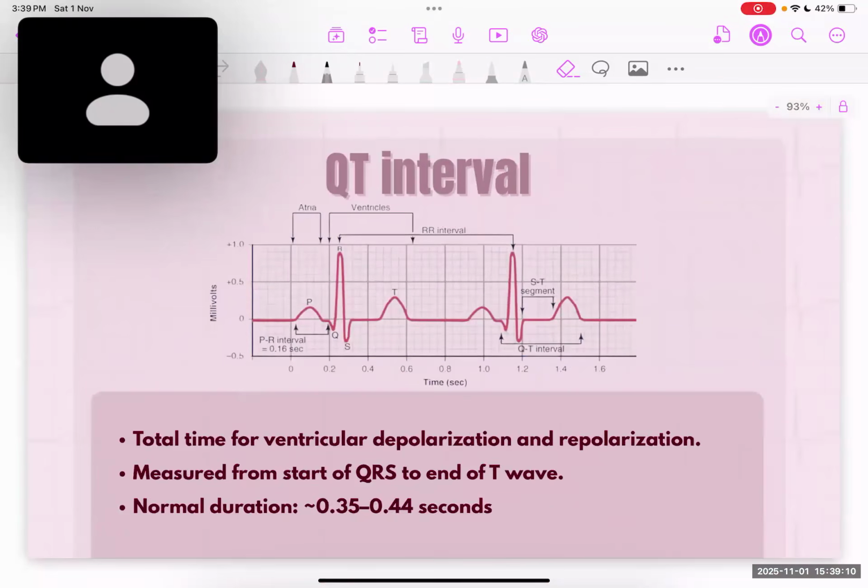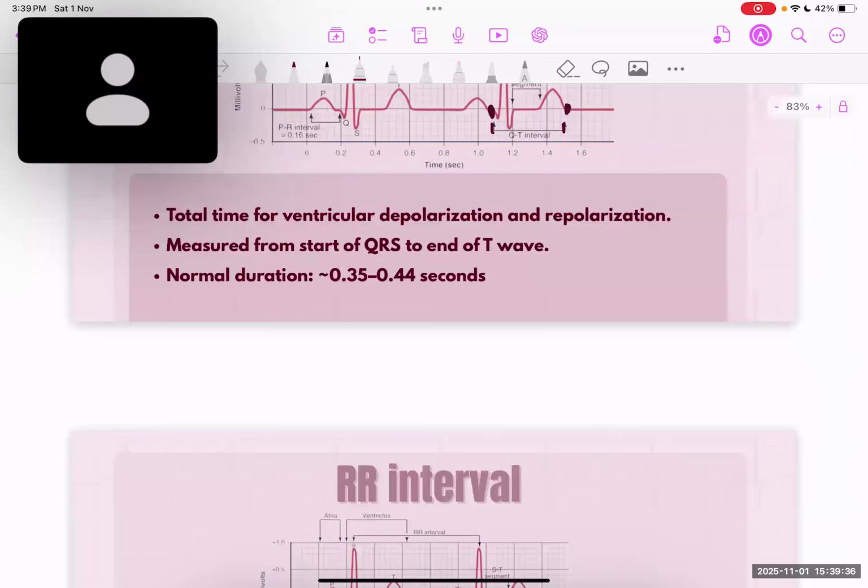Next, we have our QT interval, which is the total time for ventricular depolarization and repolarization. So our QT interval is from here to here. It is measured from the start of the QRS to the end of the T wave. The normal duration is 0.35 to 0.44 seconds. You need to memorize the value.